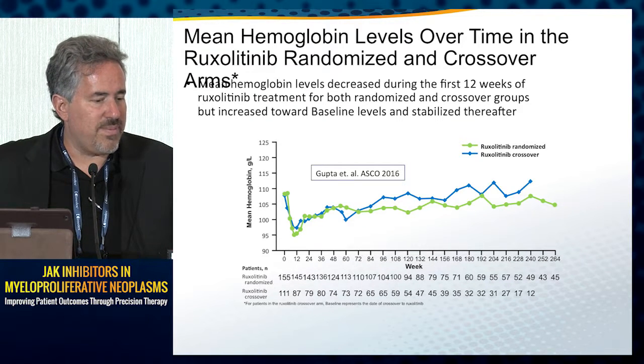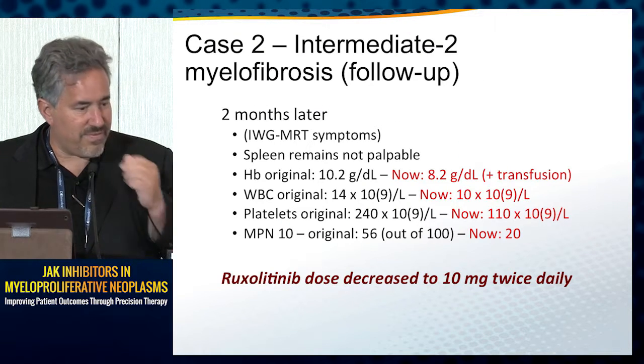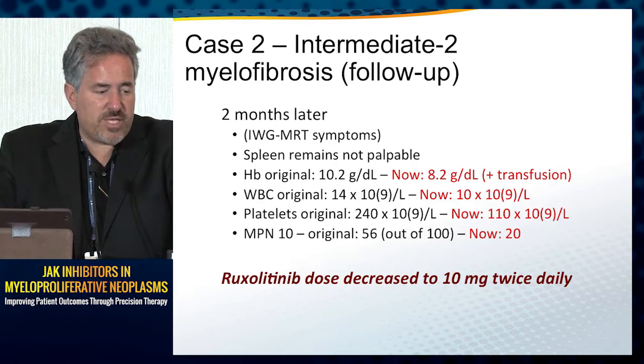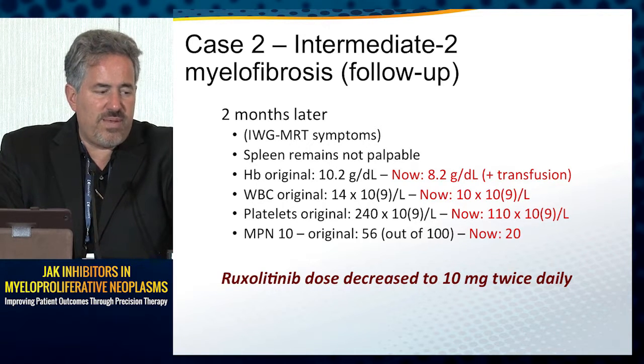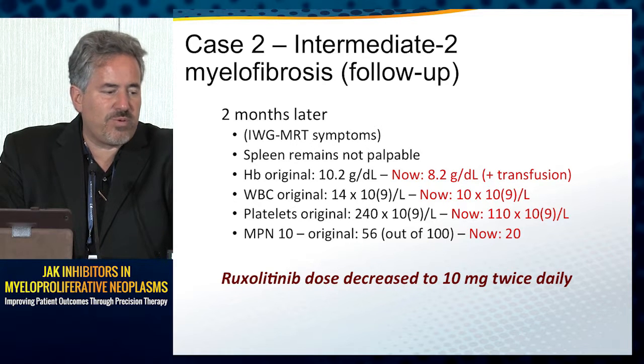The experience with anemia, again, similar. An initial drop, improvement over time. So in this individual, as was the experience after ruxolitinib was approved, hemoglobin went from 10.2, and now it's 8.2, and they've had a couple transfusions. White count is less, platelets less, symptoms are better.